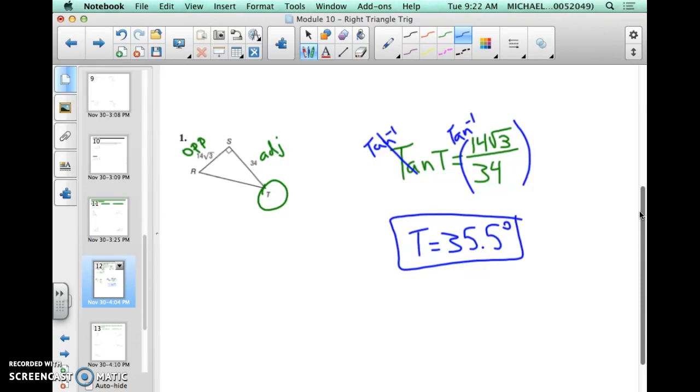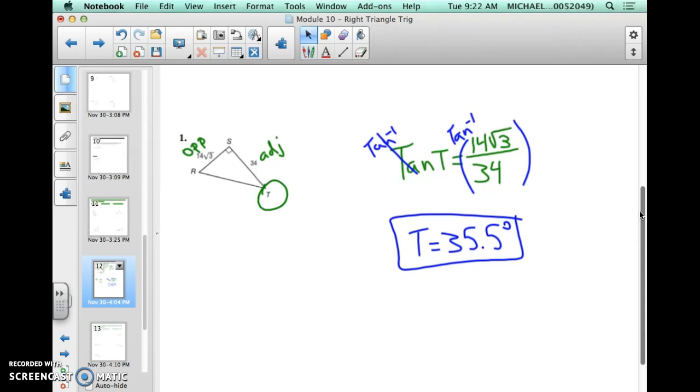So it's the same thing. I punched that in exactly like I see it. The tangent inverse of 14 radical 3, then I had to hit over on my calculator and divide that by 34, closed up the parenthesis, and you should get T to equal 35.5 degrees.